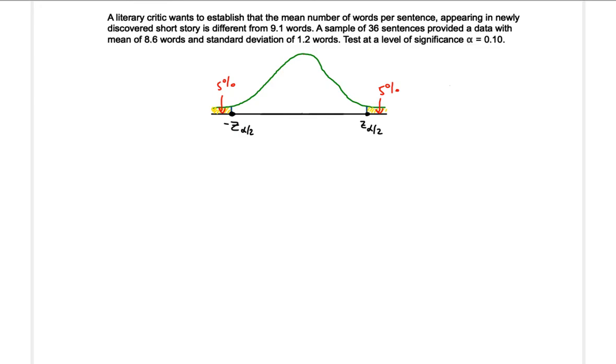A literary critic wants to establish that the mean number of words per sentence appearing in a newly discovered short story is different from 9.1 words. A sample of 36 sentences provided the data with a mean of 8.6 words and a standard deviation of 1.2 words. Test at a level of significance alpha equal to 0.10.